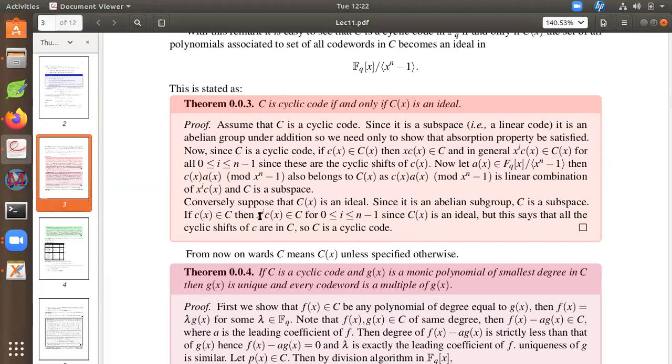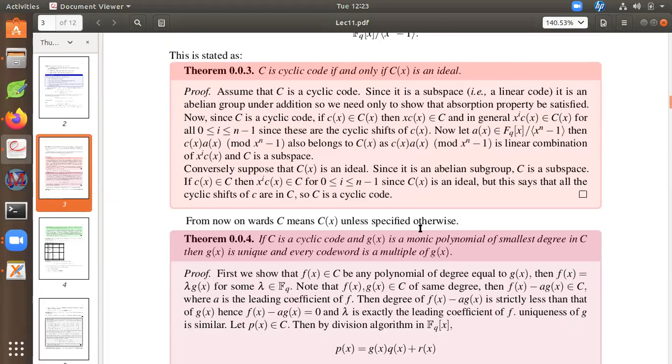Now I need to show that. Sorry, one minute. Since it is an abelian group and an ideal, from ideal the subspace property also follows. So there is no difference between subspaces and ideals when you are in the vector space itself. Ideals and subspaces are the same. And then I need to show it is cyclic. Since it is an ideal, x^i from the ring and c(x) from C multiply, it is again in C. That's why C is an ideal. This part is quite easy. Any questions?